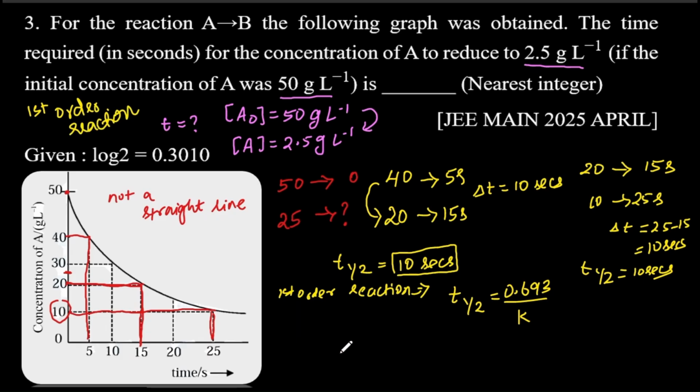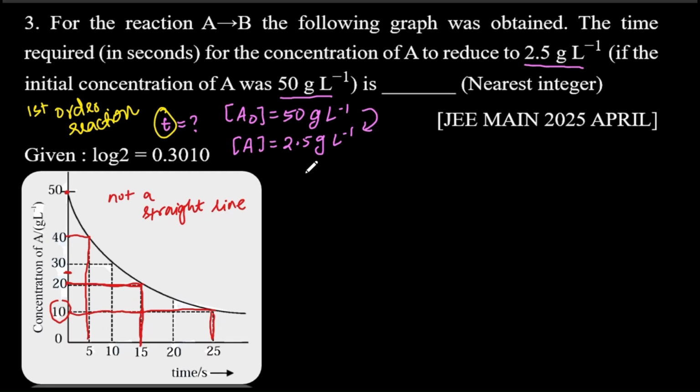So using the first order integrated rate law, you can find the time required. So what is the first order integrated rate law? Rate constant is equal to 2.303 divided by time into log of initial concentration divided by concentration at some time. So we need to find the time taken. So let us take the time to the left hand side and bring the rate constant to the right hand side. So T is equal to 2.303 by K. We know the A naught value as 50 and we know the A value as 2.5. We need to find the rate constant.